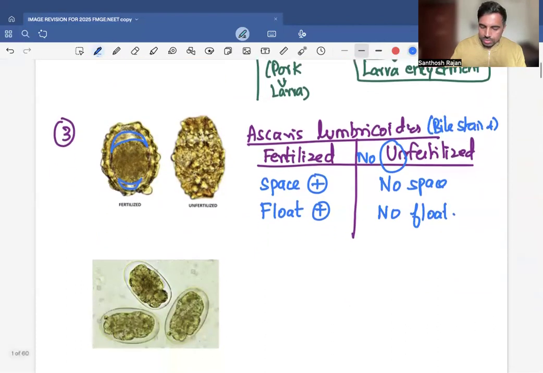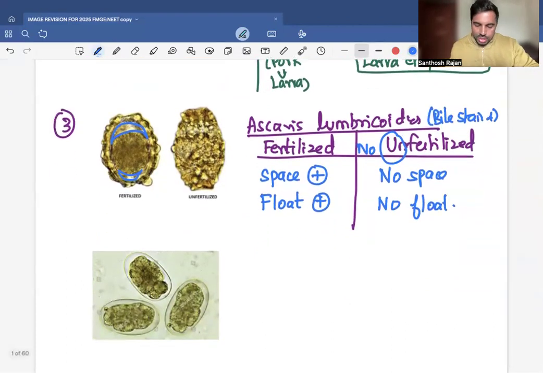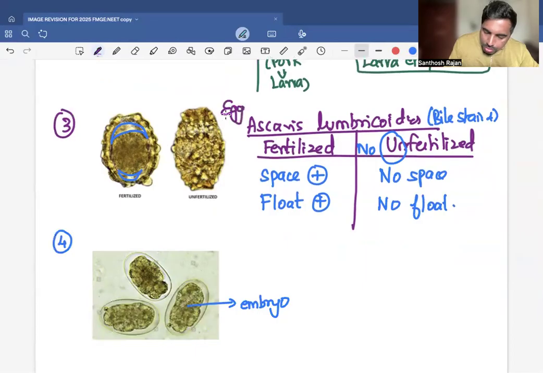Yes. Now, next one, look at this image. When you see an embryo like this, inside and outside the embryo, this is actually the egg of Ascaris lumbricoides. I'm going to write egg. Now this egg, you see the embryo inside, plus you see a clear space around the embryo.